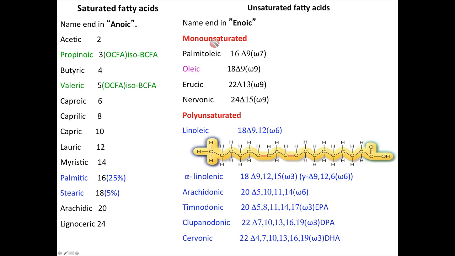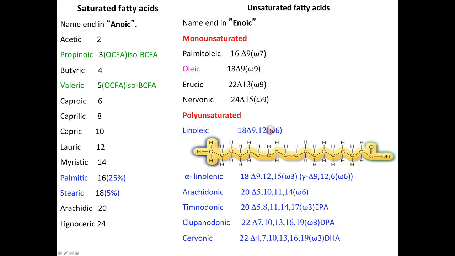For monounsaturated fats, there's oleic acid, which is 18 carbon, and it has one double bond. And I just want to point out for now, linoleic acid and linolenic acid. These are polyunsaturated fats, and we will see that they are very important. They are what we call essential fatty acids. We're going to come to that very soon.